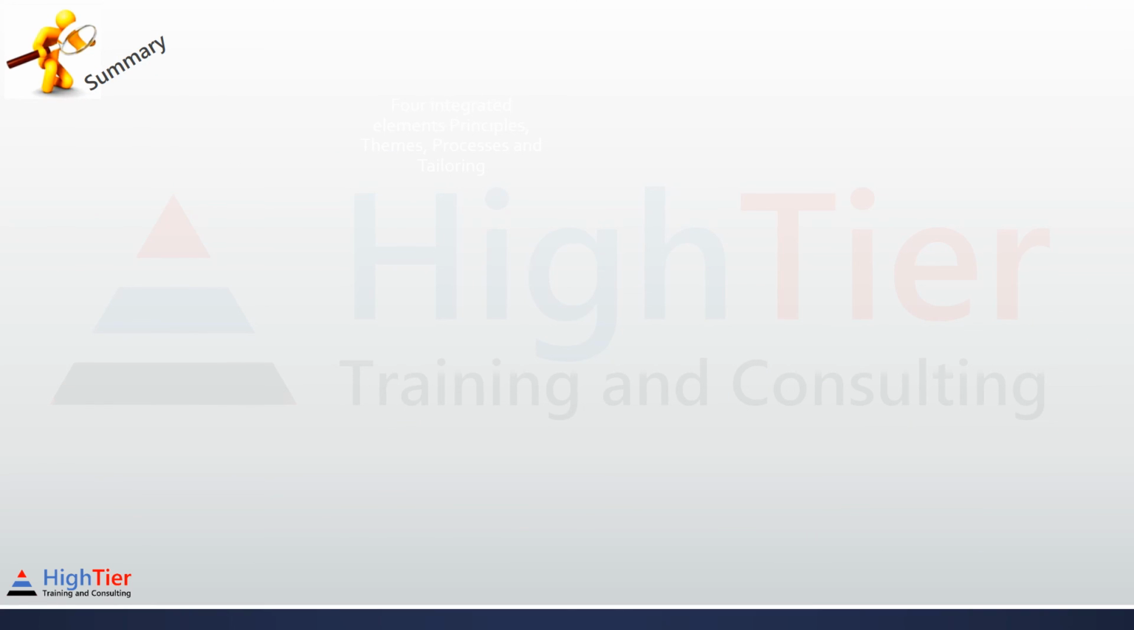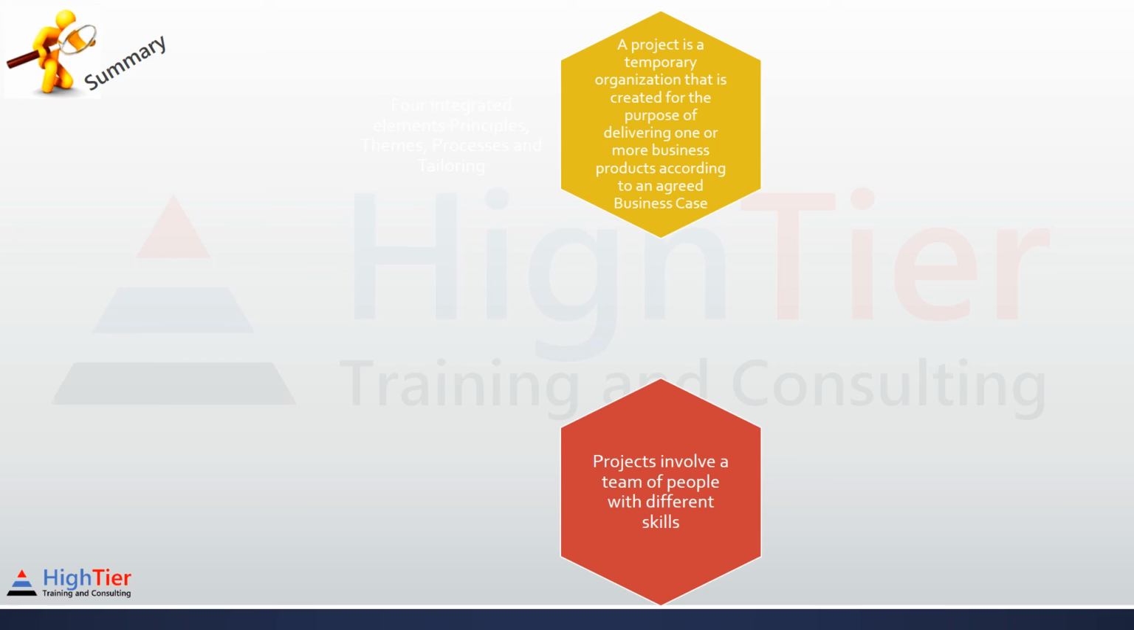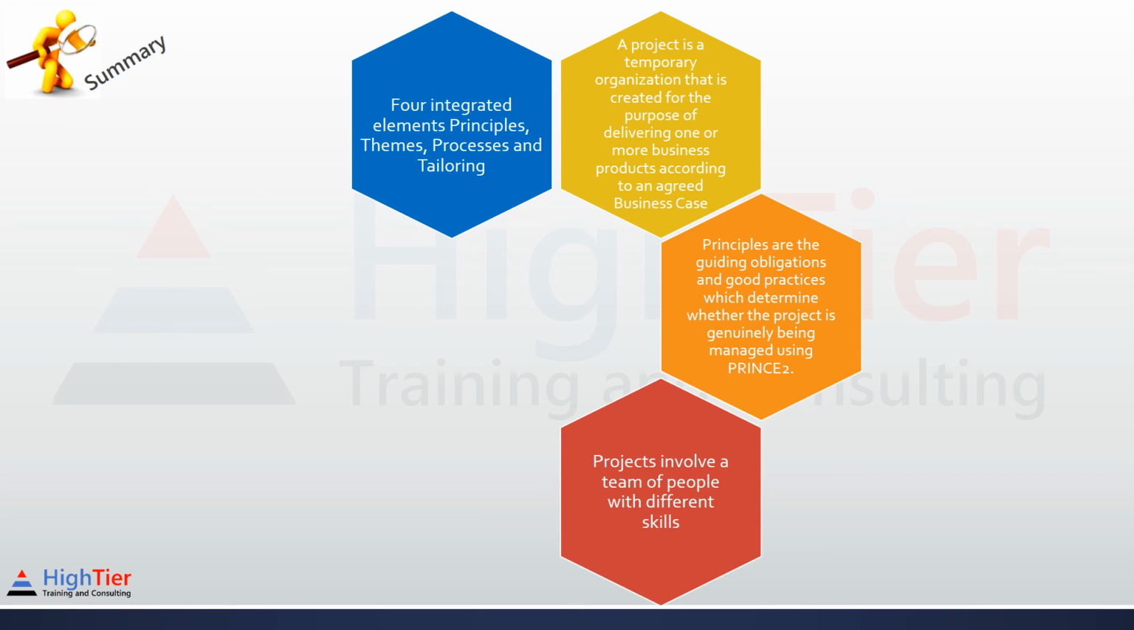Summary. Let's recap a few of the important points we learned in this session. A project is a temporary organization that is created for the purpose of delivering one or more business products according to an agreed business case. A project involves a team of people with different skills and knowledge. The 4 integrated elements of PRINCE2 are principles, themes, processes, and tailoring. Principles are the guiding obligations and good practices which determine whether the project is genuinely being managed using PRINCE2.